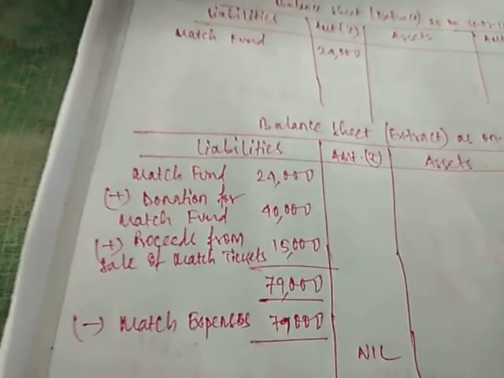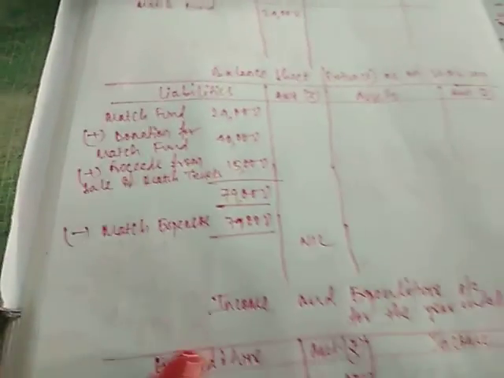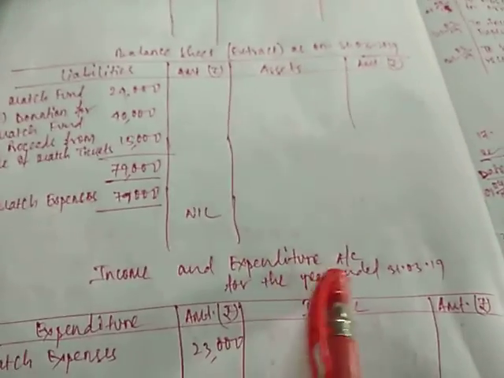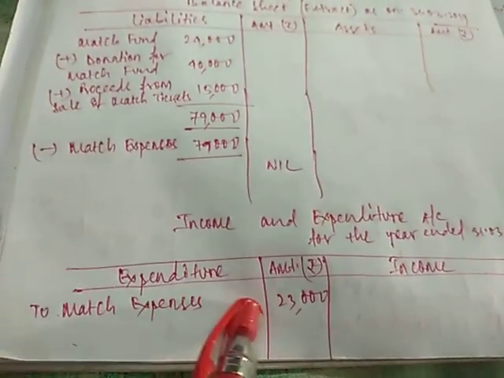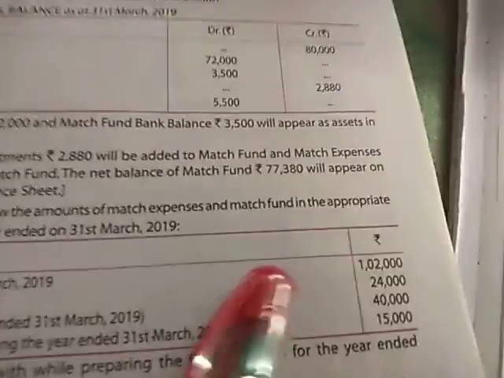Balance becomes nil. The remaining match expenses will be debited to the income and expenditure account. Here I prepared the income and expenditure account for the year 2019. Here on the expenditure side you will show the remaining amount of match expenses. Total match expenses were 1,02,000.